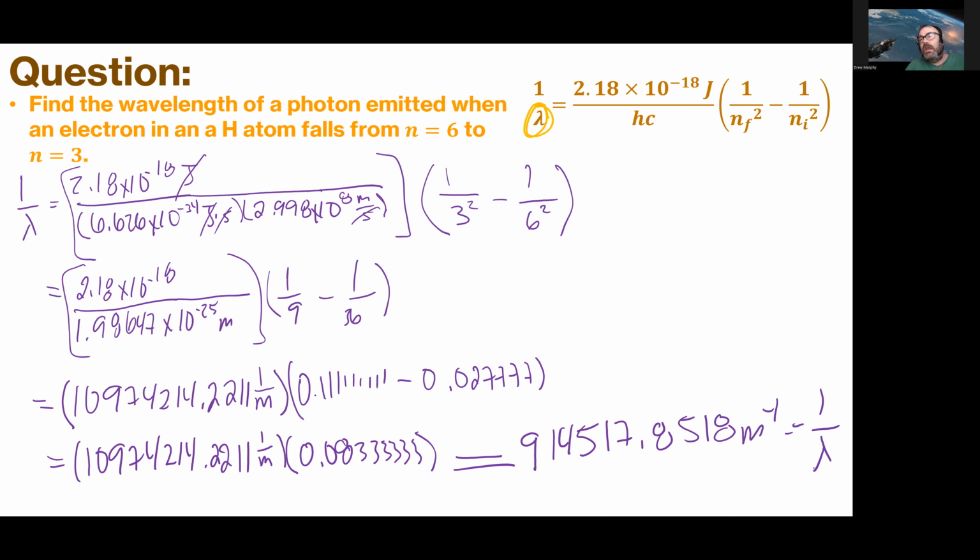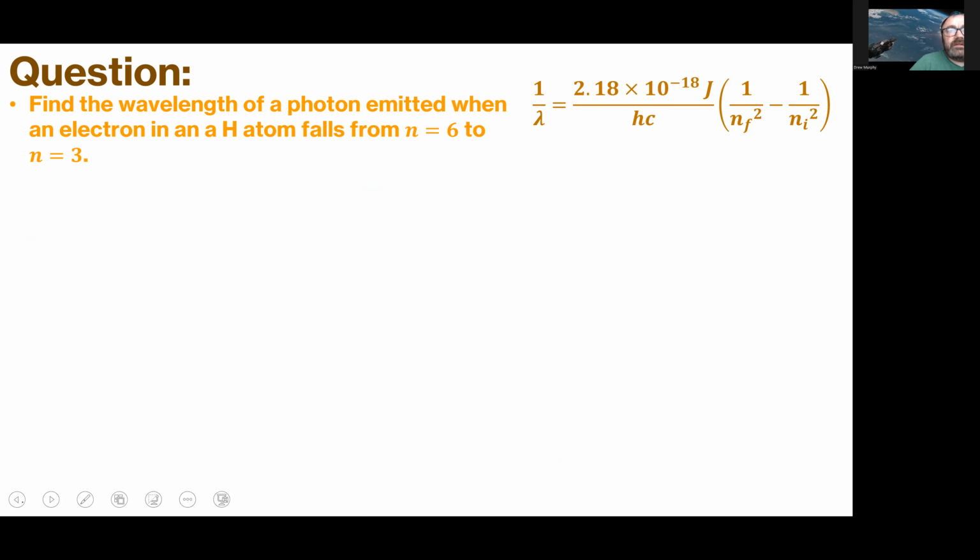So we're not quite done yet. We want lambda by itself. I'm going back to a blank slide. We said 1 over lambda, that's like x, 1 over lambda is 9145117.8571758 inverse meters.